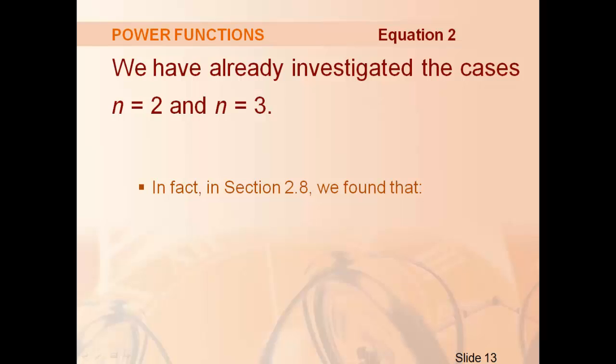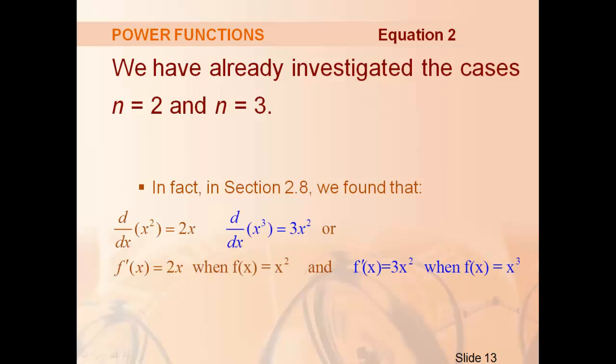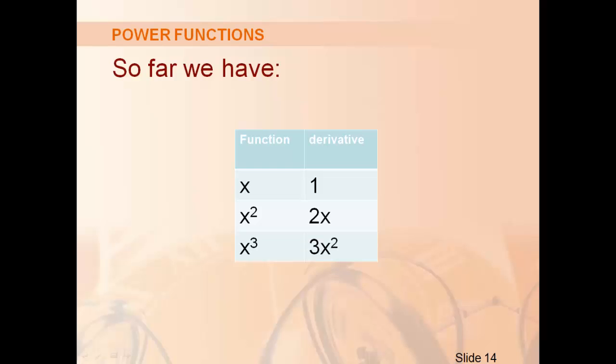And we've already looked at the cases where n equals 2 and n equals 3. In section 2.8, we found out that the derivative of x squared is 2x, and the derivative of x cubed was 3x squared. And in fact, I believe in class someone noted that perhaps there was a pattern here. And indeed there is. So far we have the derivative of just x, and remember this would be x to the first power, is 1. And the derivative of x squared is 2x. The derivative of x cubed is 3x squared. So we might guess the derivative of x to the fourth would be 4x cubed, and we would be correct.